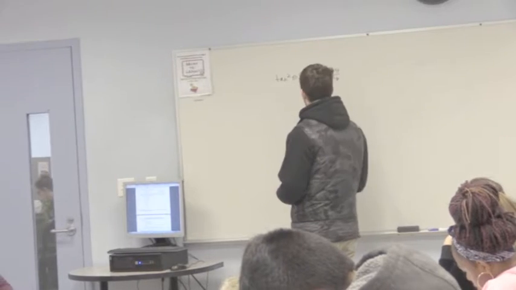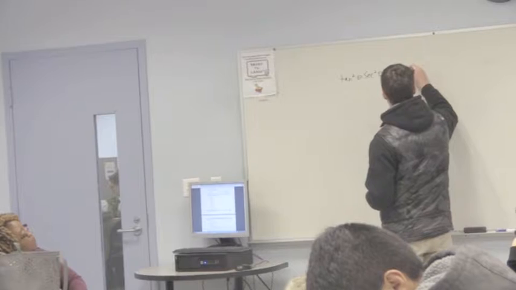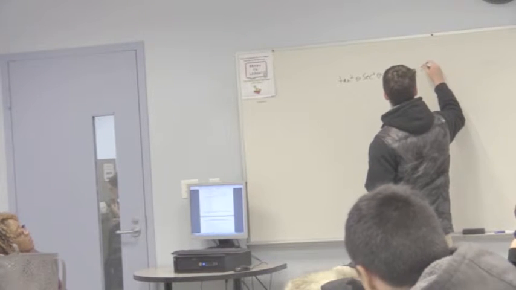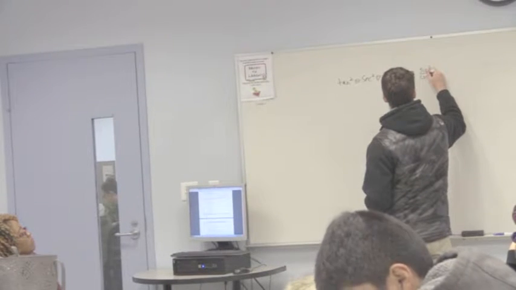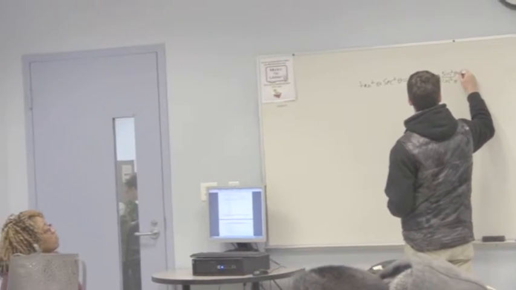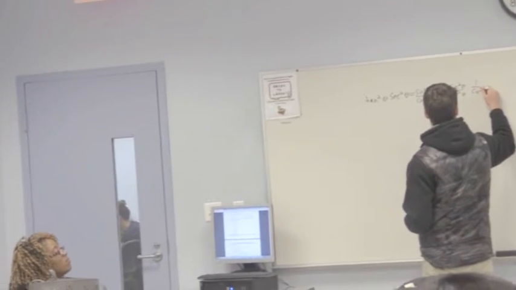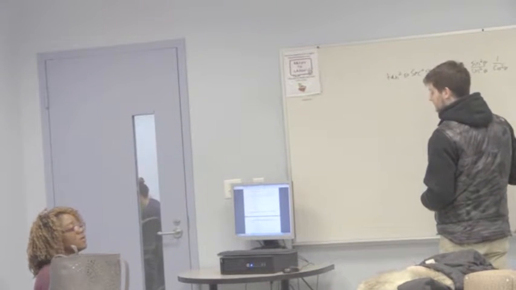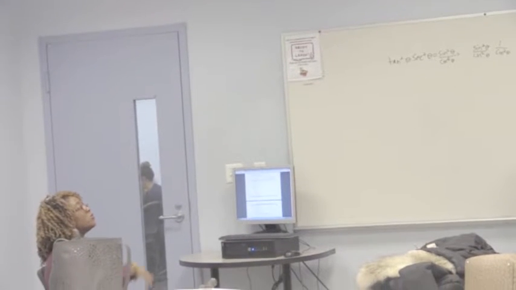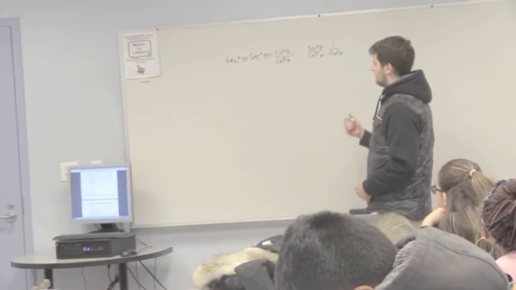I have a question. I'm going to be focusing on this side: sine squared theta over cosine squared theta times 1 over cosine squared theta. Can I do something like that? Guys, what do you think? He wants to change the right side into that form. I'm asking if it's possible.